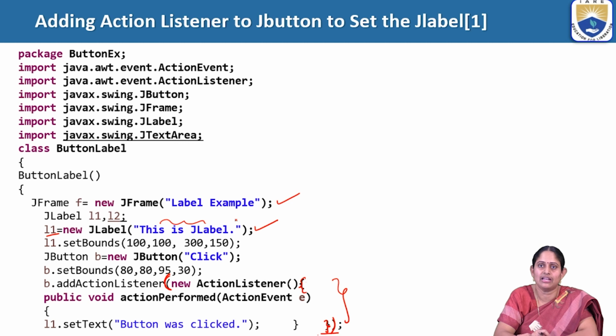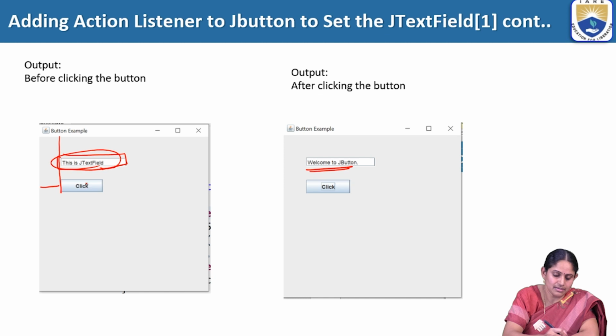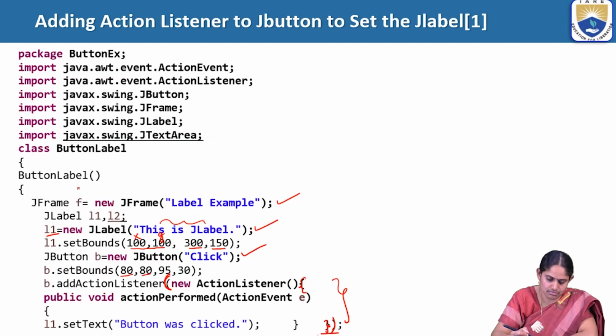So this will be the value which will be displayed when that label is created, and we are placing that label at x and y coordinates as 100, and the length of the label is 350 and the width of the label is 150. And then we are creating a button. The button is placed at 80, so we are placing the button above it.